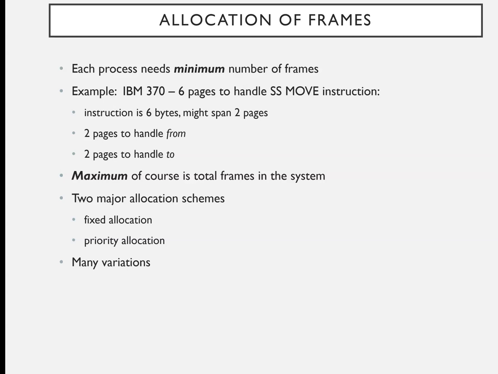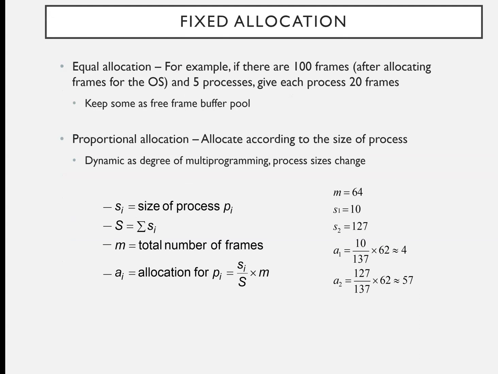Allocation of frames. Each process needs some minimum number of frames. Example, back in the day, the IBM 370 needed 6 pages to handle SS MOVE instructions. The maximum is the total number of frames in the system. There are 2 major allocation schemes, fixed allocation and priority allocation, and many variations, and we'll start going through some of these now.